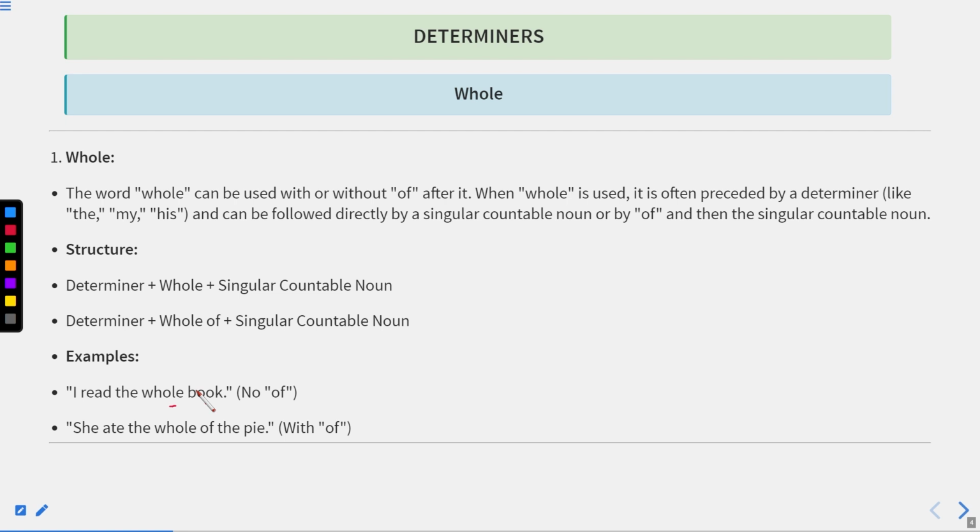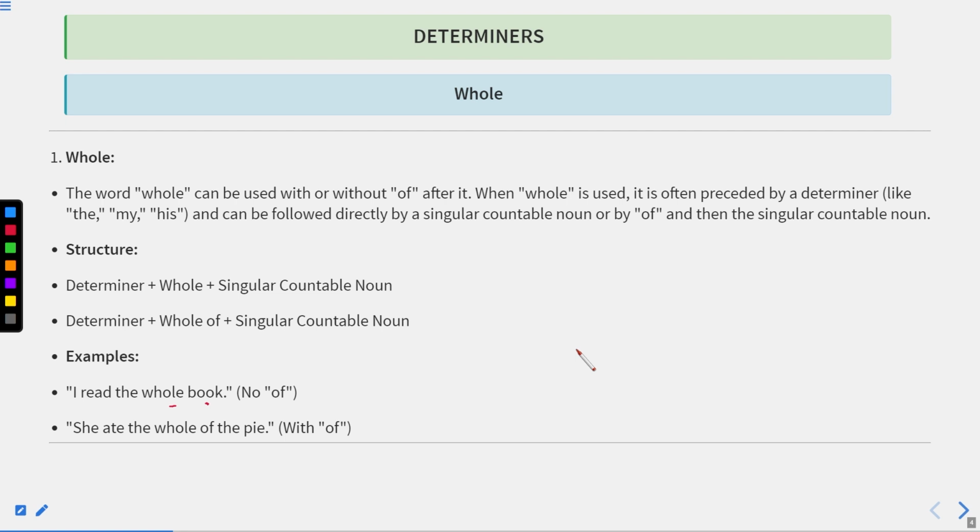Whereas "whole of the book" means the entire part of the book, or you can say all the pages of the book. She ate the whole of the pie. "Whole of the pie" means the entire part of the pie. It means if there is one cake, I have eaten that entirely. Or "wholly" means you can say complete. So we cannot say "whole apples" or "whole bananas."